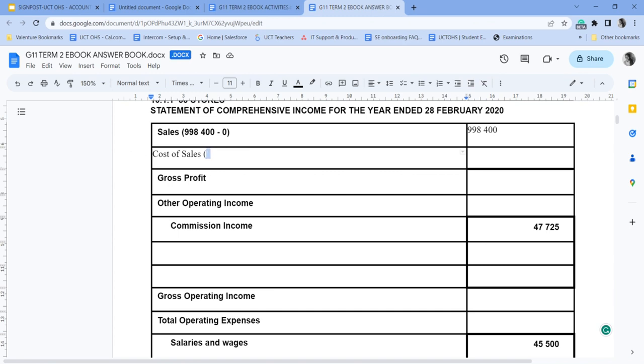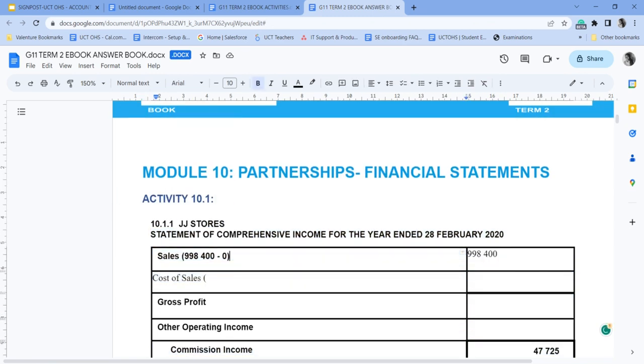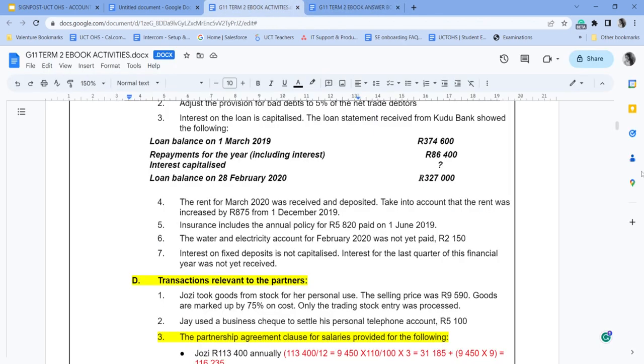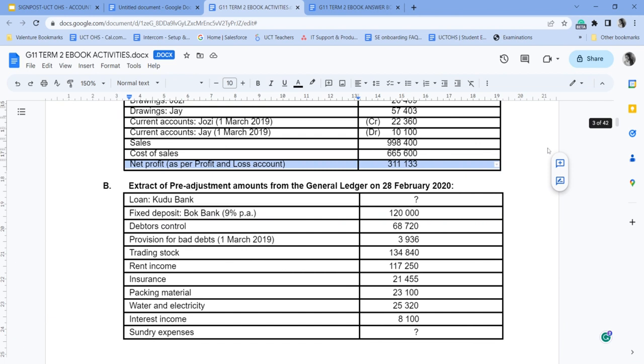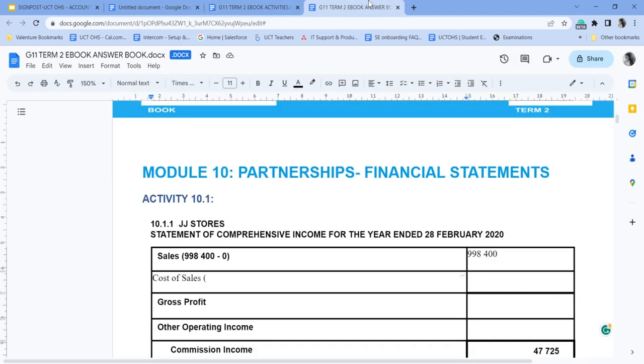But in this case, we don't have any debtors allowances, so we're just going to put the cost of sales amount as it is in the final column. Let's check. So cost of sales is 665,600. So I'm just going to take it and put it there, 665,600. So it's a cost of sales, and it means we have to minus it from the sales. So I'm going to put it in brackets.